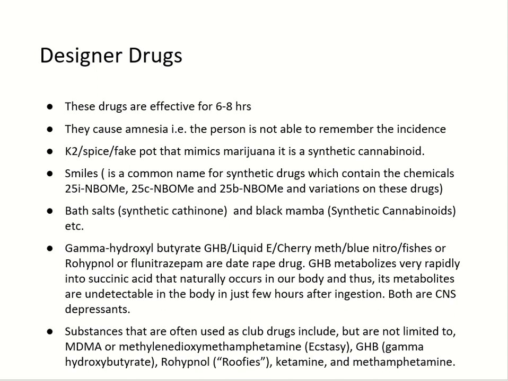GHB metabolizes very rapidly into succinic acid. Succinic acid is also present in the body naturally, so it is very difficult to determine whether it is the metabolite or the naturally occurring acid. So its metabolites are undetectable in the body even a few hours after ingestion. Other drugs used are MDMA, GHB, rohypnol, ketamine, methamphetamine, etc.